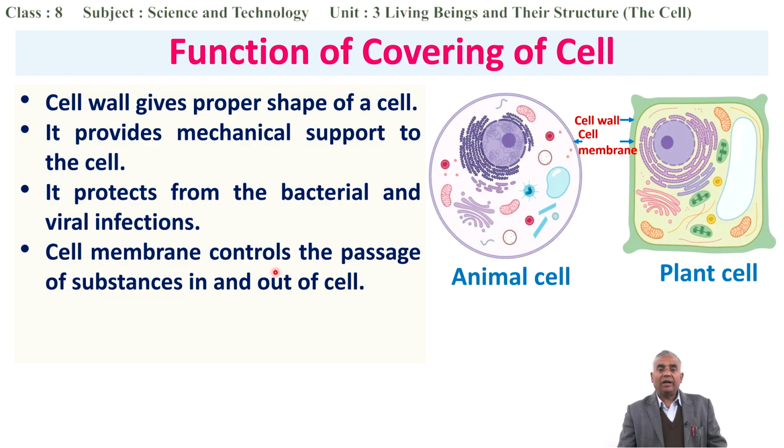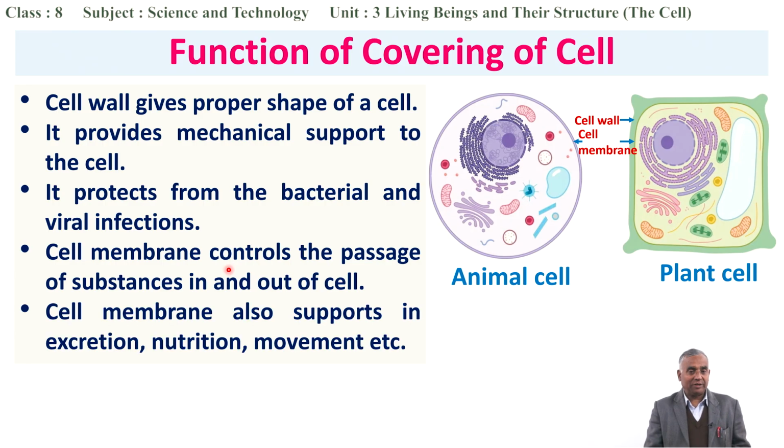Cell membrane controls the passage of substances in and out of the cell. Because of its property of semi-permeability, cell membrane works that way. Cell membrane also supports excretion, nutrition, movement. How? Through the cell membrane, unnecessary substances are passed out through excretion, and required substances pass in. And in some single-celled organisms, this cell membrane helps to form false foot, pseudopodia, for locomotion, for movement.